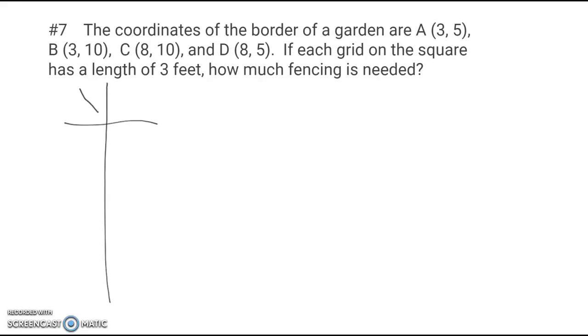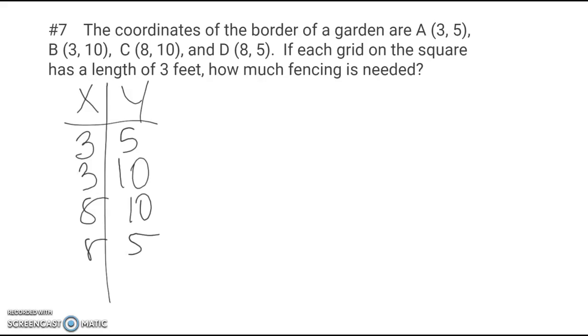So I'm going to start by doing my X and Y chart, and my ordered pairs are (3, 5), (3, 10), (8, 10), and (8, 5). And then I'm going to look at the difference between the Y's, and I've got 8 minus 3, that'll be 5. Oh, sorry, that was the X's. The difference between the Y's, I have 10 minus 5, and that'll also be 5.